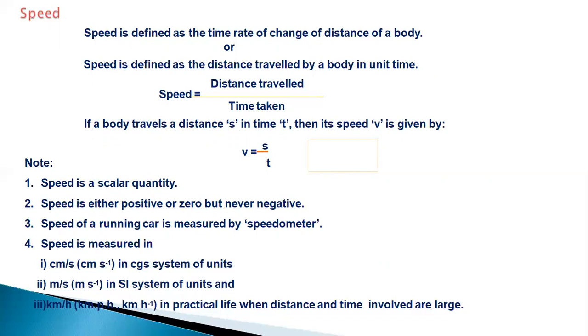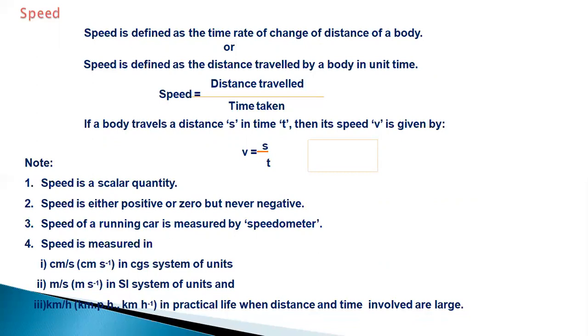Okay, speed is measured in CGS system. The speed is measured in centimeters per second. But in SI system, the speed is measured in meter per second. See, in practical life, when distance and time are large, for example, when we are moving from one state to another state, at that time, we will use the higher units, that is kilometer per hour.